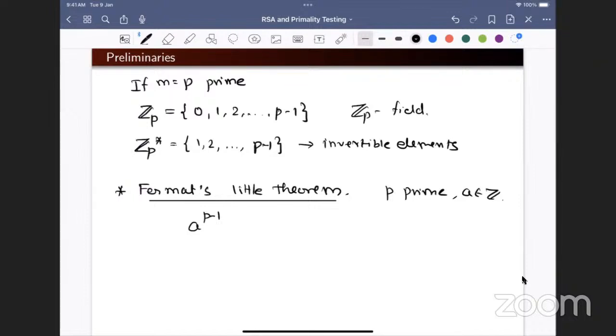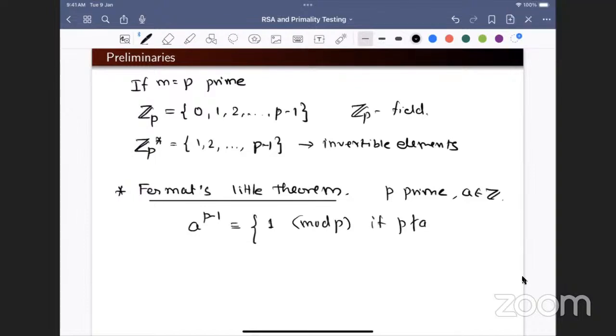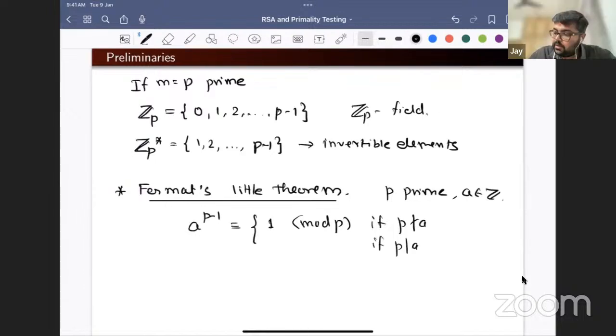Yes, Dhruv. Congruent to 1 mod p. Yes, this is congruent to 1 mod p, but there is a condition: if p does not divide a. If p divides a, then it is 0 mod p, right? If p divides a, then a is congruent to 0 mod p. p divides a means p divides a minus 0. This implies a is congruent to 0 mod p.